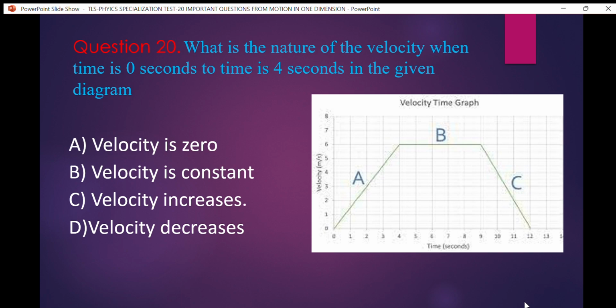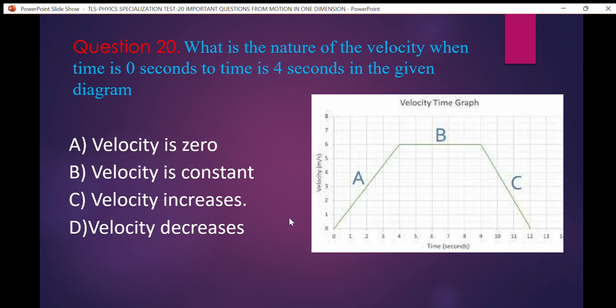The next question is, what is the nature of velocity from time equal to 0 seconds to time equal to 4 seconds in the given diagram? The options given are: velocity is 0, velocity is constant, velocity increases, velocity decreases. You can understand that when moving from 0 to 4 seconds, its velocity increases. So the right option is velocity increases, option C.